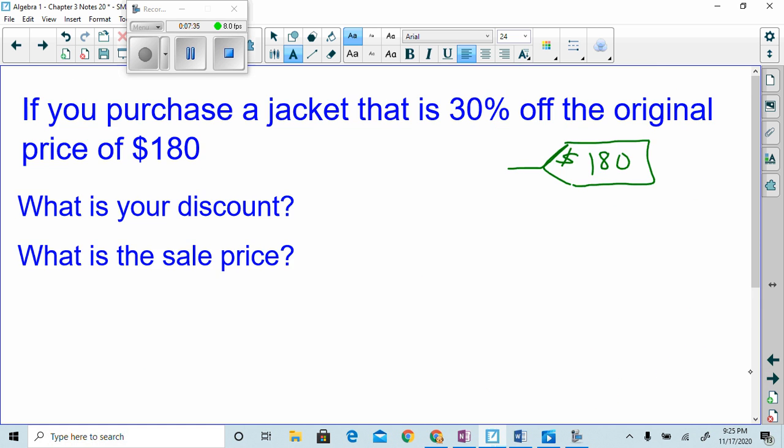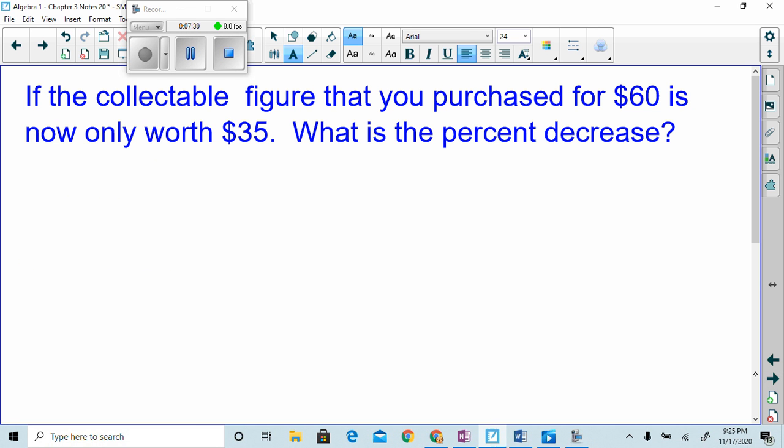So percent change comes in a variety of different ways. You might see that you're looking for a percent, like in this particular question. If the collectible figurine that you purchased for $60 is now only worth $35, which means that it is depreciated in value. Just like when you buy a new car and the second you drive it off the lot, it's no longer worth the ticket price. What is your percent decrease?